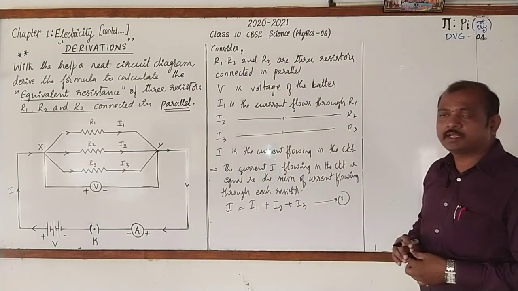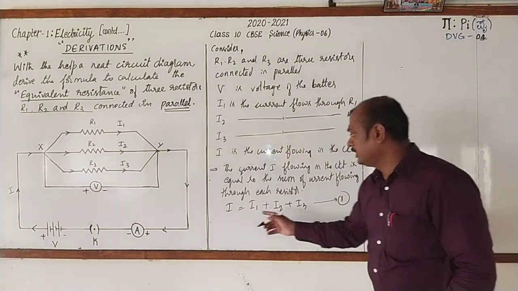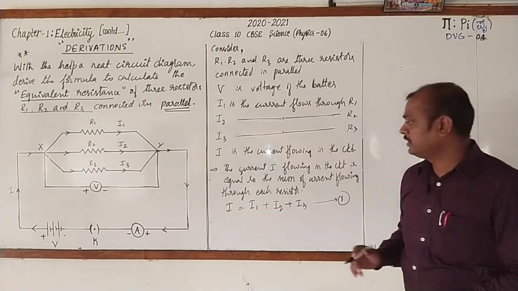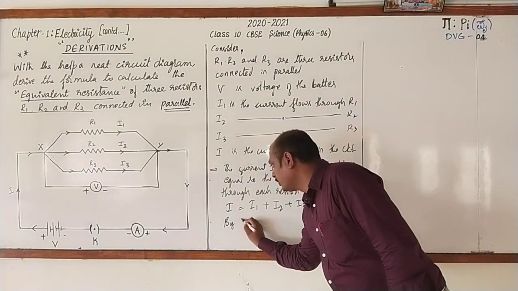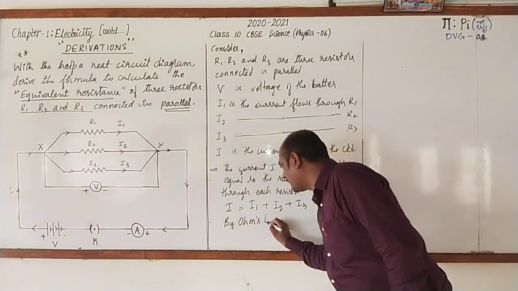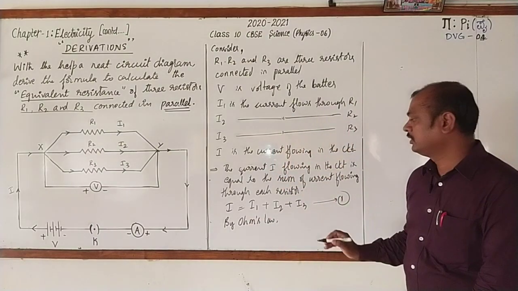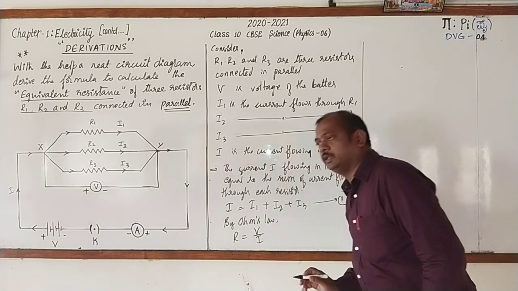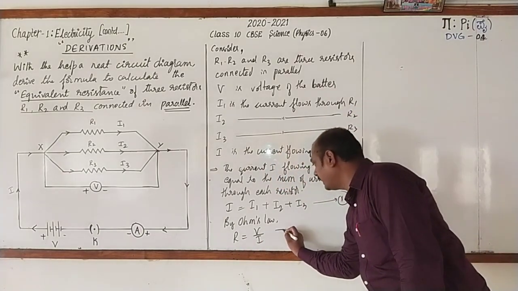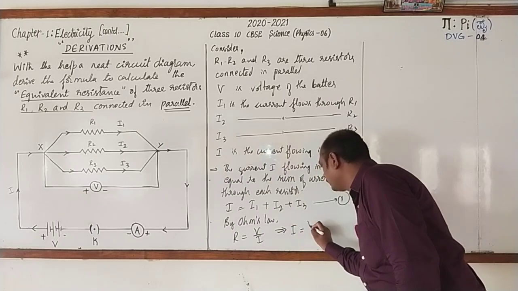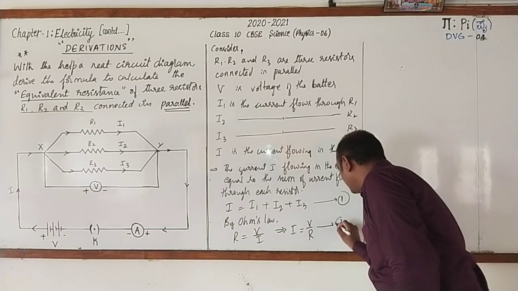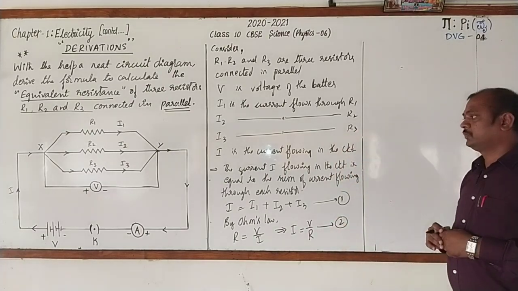Then let us go for taking substitution for these. We need to take substitution for I1, I2 and I3. Hence, I go for using Ohm's law. By Ohm's law, how do you write? We know that R is equal to V by I. What about I? I is equal to V by R. You may call it as equation 2.